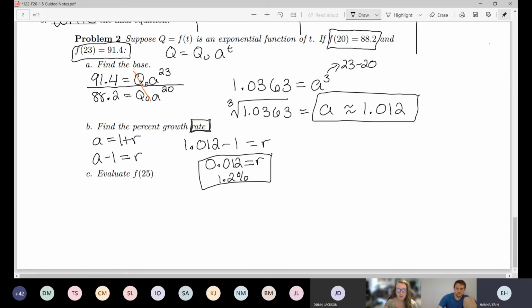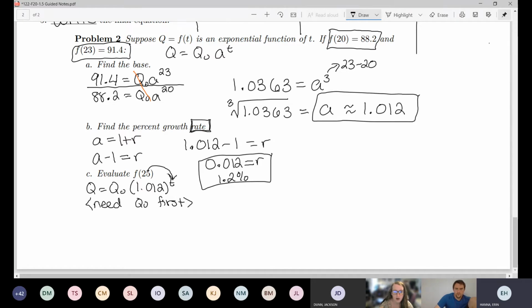And then in part C, we want to evaluate f of 25. So we would essentially plug in 25 for t. We can't do that yet because we don't know what q naught is. So we need q naught first. And again, in this case, we don't have a cheat sheet way. We got to do the long way. I don't know what q naught is, so I got to find it.